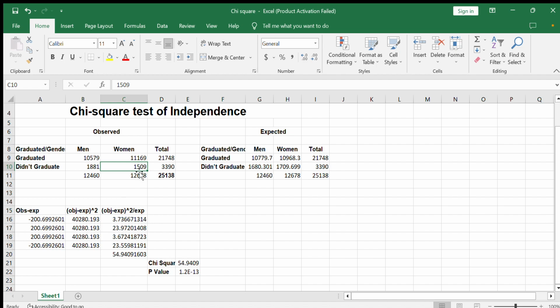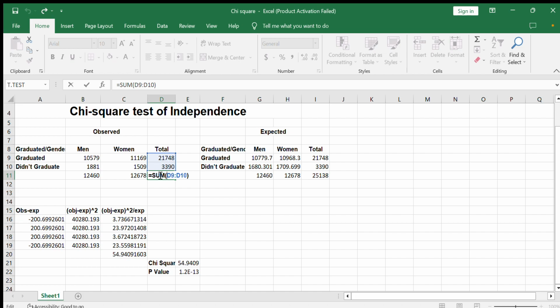Now, these are the observed values, while these are the expected values. One thing to note carefully is that this is a 2 by 2 matrix. You have two rows and two columns, for men, graduated and not graduated, and then women graduated and did not graduate. Here you also have the sum D9 through D10. If you double click, it will tell you what has been added there, D9 plus D10.